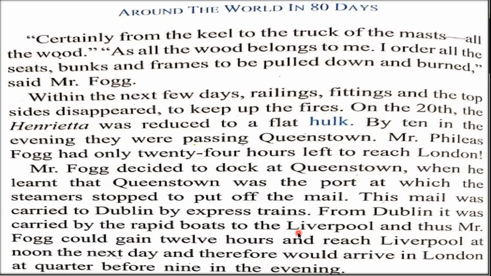Now here, Phileas Fogg decided to dock at Queenstown when he learned that Queenstown was the port at which the steamers stopped to put off the mail, and the mail was carried to Dublin by express trains, and from Dublin it was carried by the rapid boats to Liverpool, and from Liverpool you will get easily to London. So he decided to change the boat, in other words, at Queenstown.